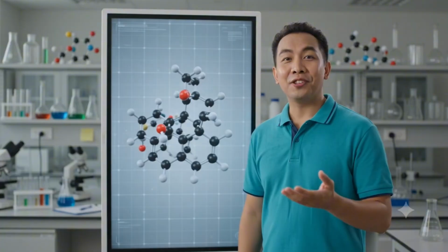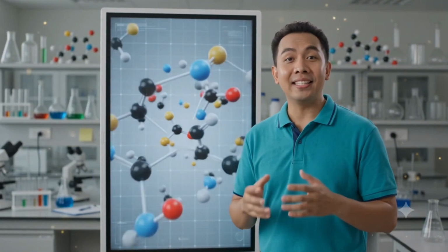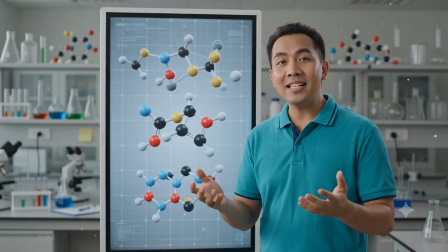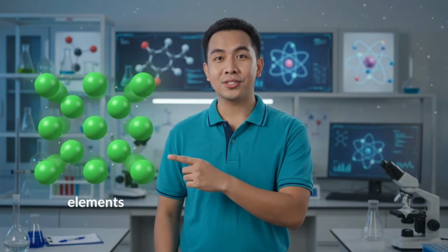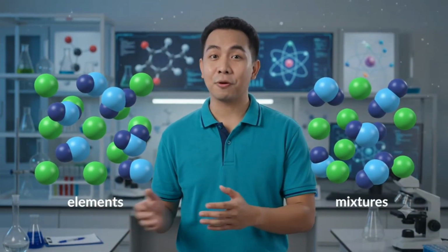Everything around us is matter, from the air we breathe to the objects we use. But what exactly makes up all these materials? Matter is made of extremely tiny particles. These particles can combine in different ways, creating the many substances we see around us. Today, we'll classify matter into elements, compounds, and mixtures. Let's discover what makes each one different from the others.